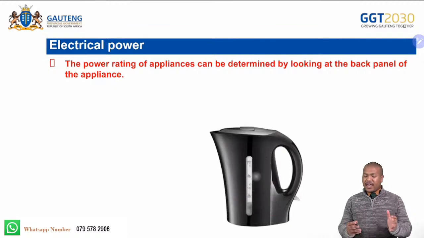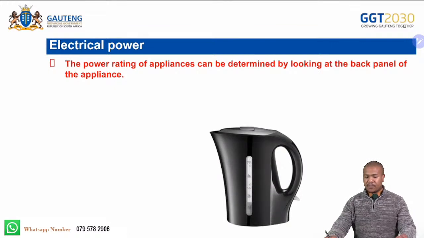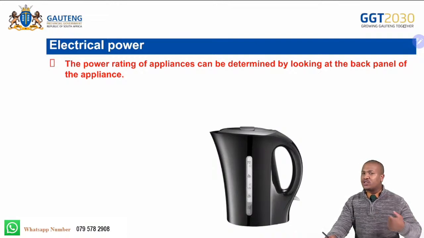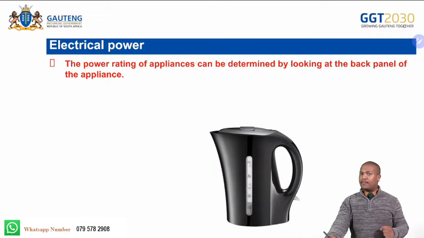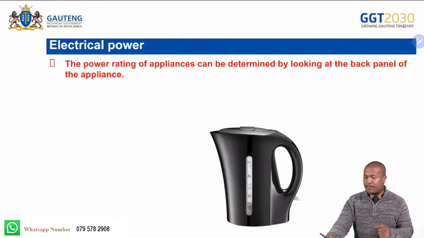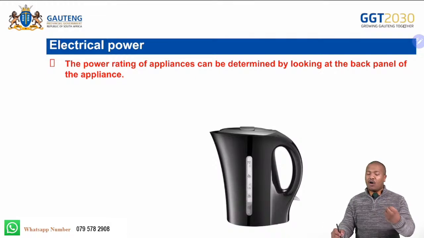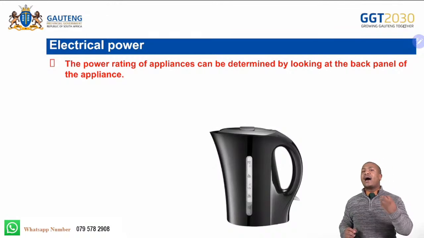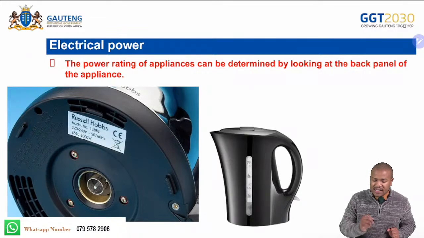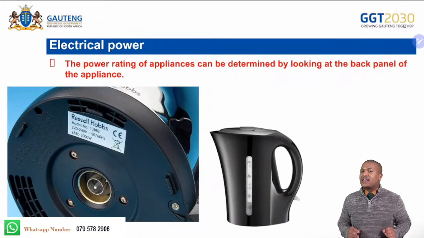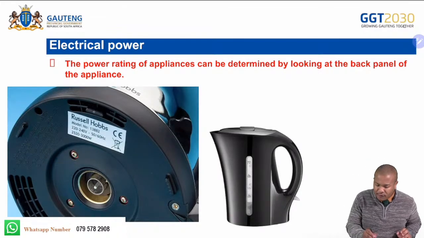Now let's think of a kettle for an example. A kettle is an appliance we use at home to boil water in most cases. We use it to boil water. And we're saying that the power rating of appliances can be determined by looking at the back panel of the appliance. So here is a back panel of this appliance, the kettle. It has some information there.